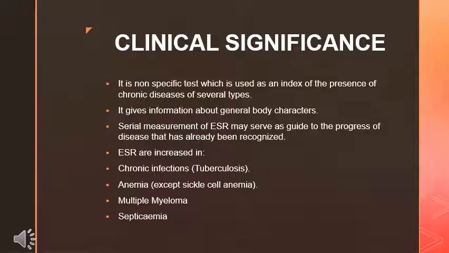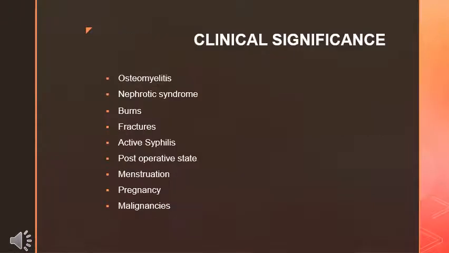The following conditions can show high ESR, like chronic inflammation or chronic infection, like tuberculosis, which is common. And then all anemias except sickle cell anemia, multiple myeloma, septicemias. We will find ESR increased in osteomyelitis as well, nephrotic syndrome, burns, fractures, active syphilis, post-operative state, menstruation, pregnancy, and malignancies as well. So these are some common causes of increased ESR.